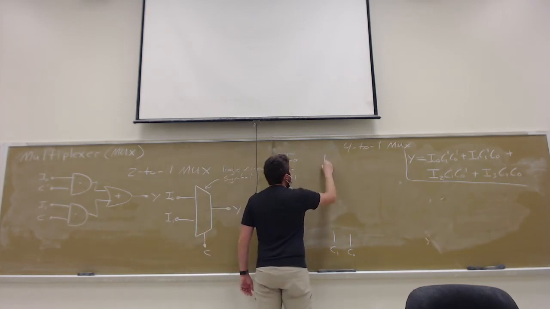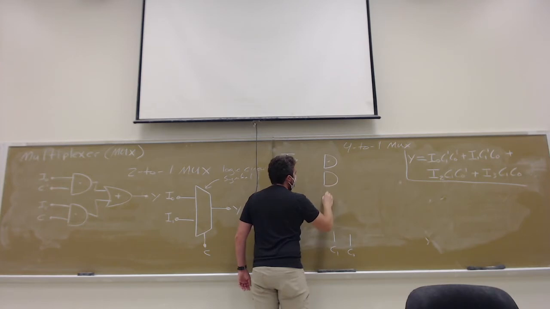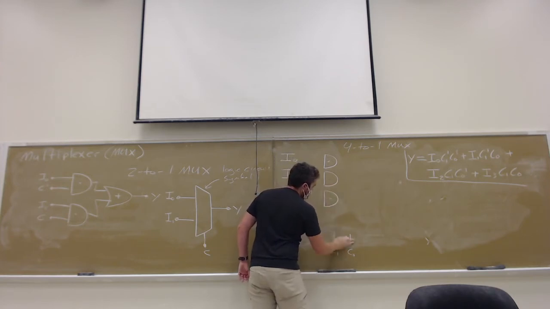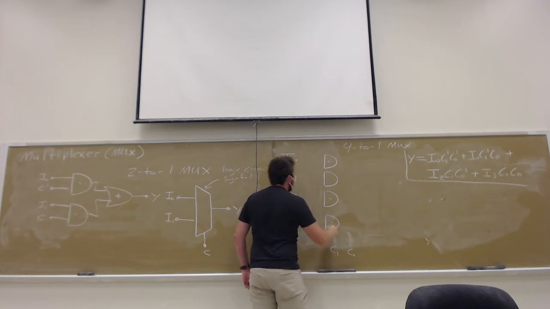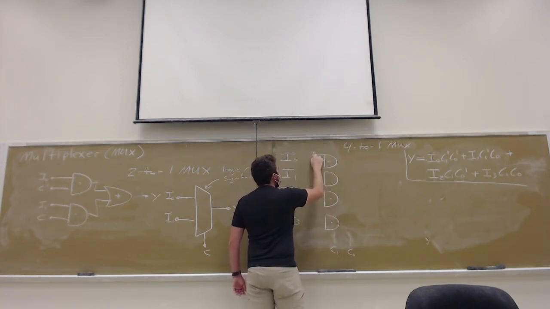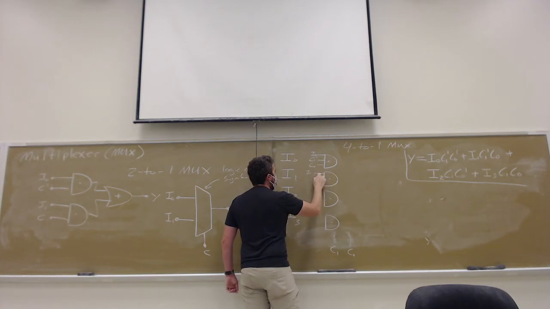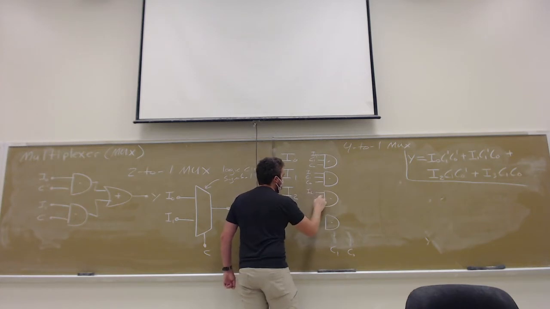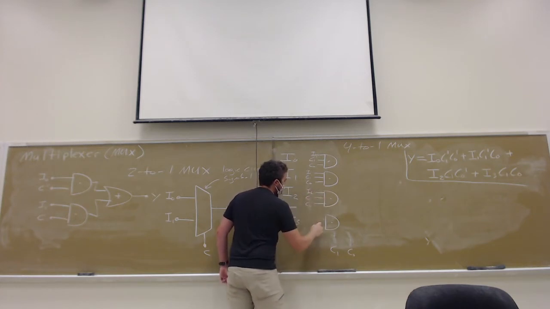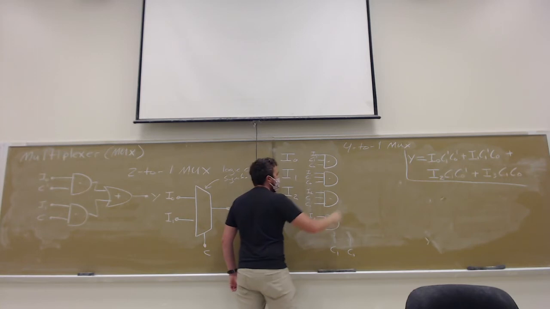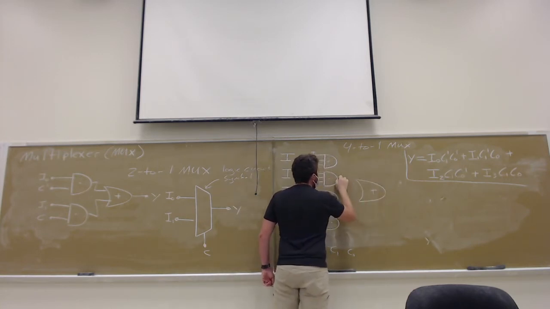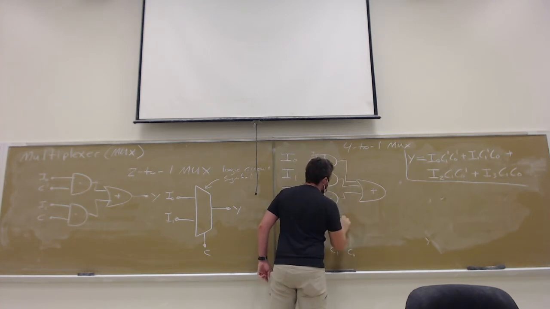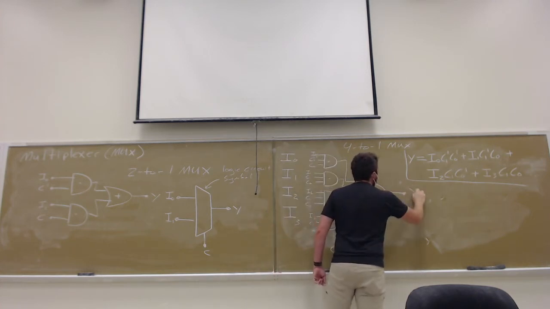So again, we would just have NAND gates. The first one has I0, C1 prime, C0 prime. The second NAND gate has I1 and C1 prime and C0. The third one has I2 and C1 and C0 prime. The fourth one has I3 and C1 and C0. And they all feed into a 4-input OR gate, and we'd have our output Y.